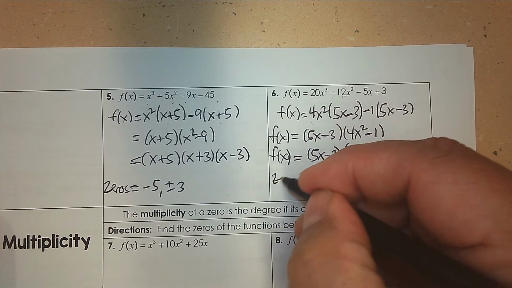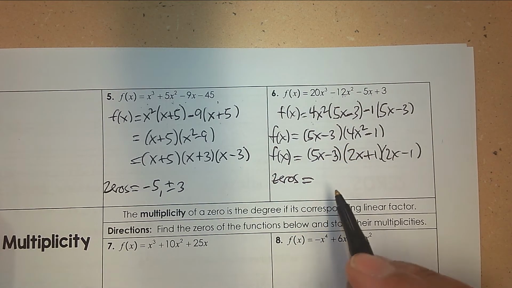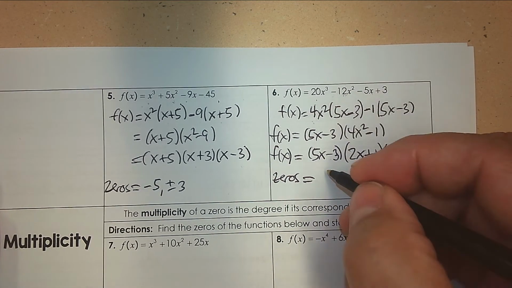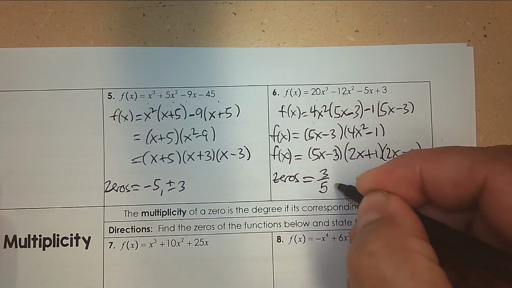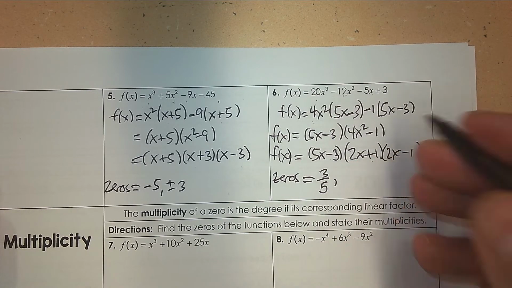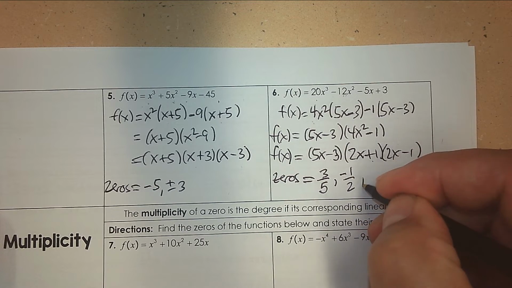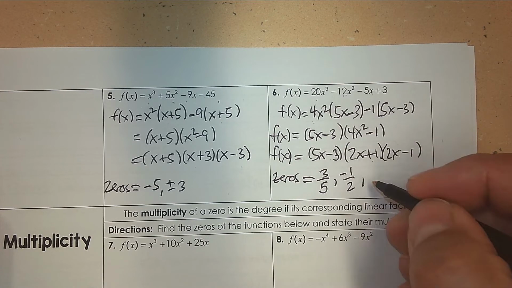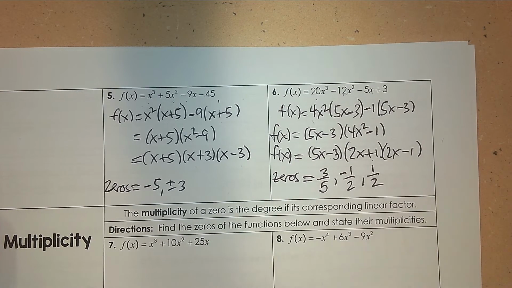So now that it's factored, the zeros, be careful. It's not positive 3, it's positive 3 divided by 5. It's not negative 1, it's negative 1 divided by 2. It's not negative 1, it's positive 1 divided by 2. And you have all the zeros.